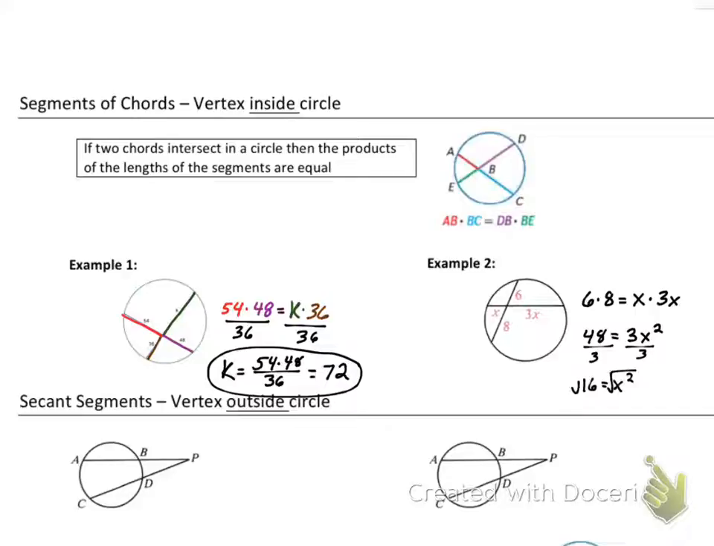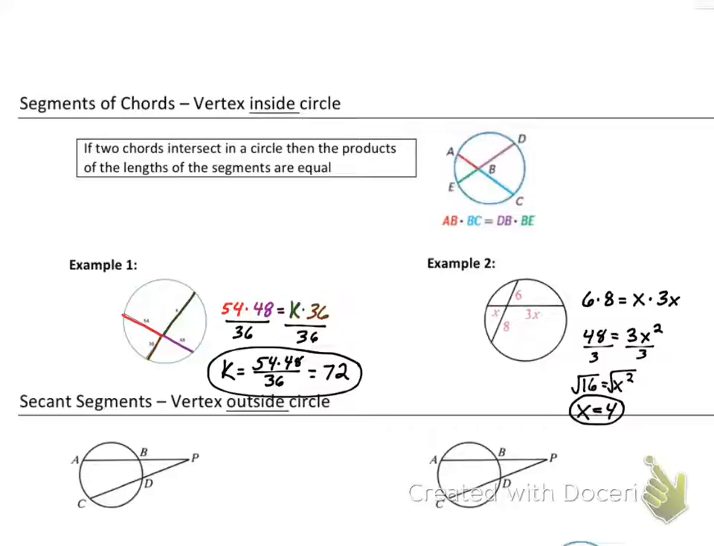Take the square root of both sides. Realistically, our answers are negative and positive 4. Do I care about negative answers in geometry? No, because it's not going to work. I can't have a distance of negative 4. So we're just going to say my answer is x equals 4, and we're done. That's about as hard as I can make those.